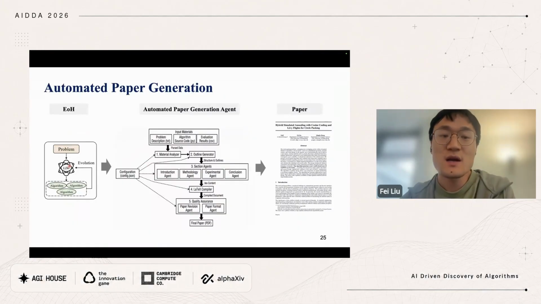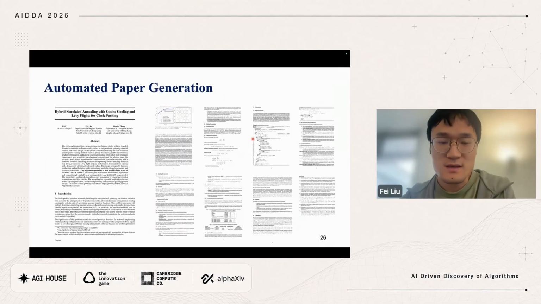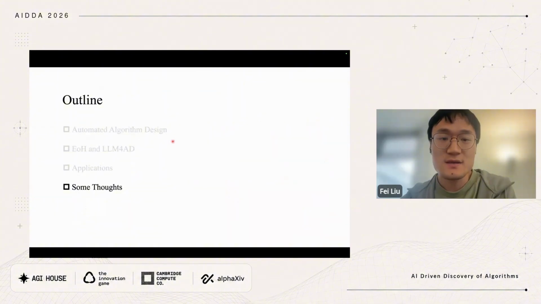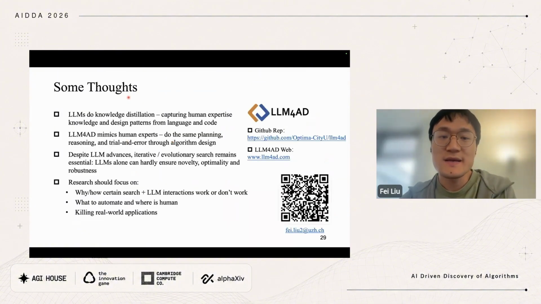If we have LLMs, then we can let it discover new algorithms, and it can automatically generate a paper. The paper generation is some engineering, but it's a paper automatically generated without any human revision. Okay, because of the time limit, here again is the platform you can scan if you're interested, and in the end there are some thoughts.